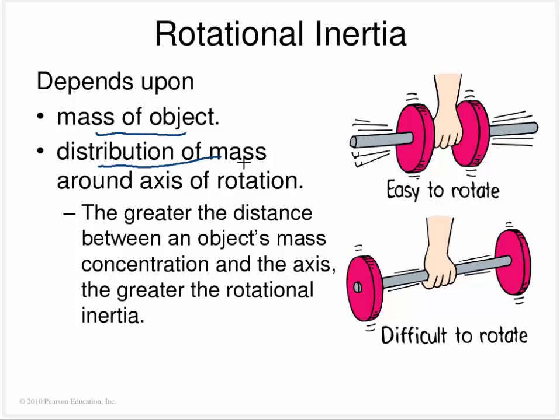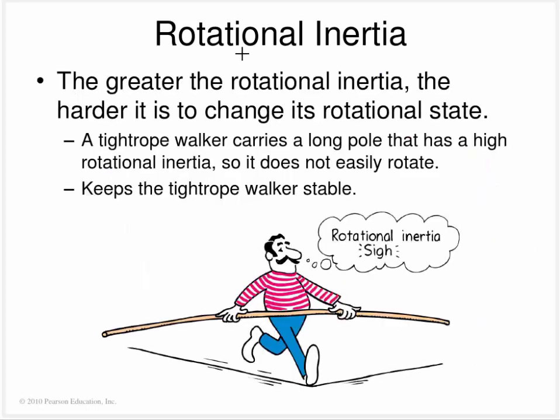And it turns out that the further away the mass is from the axis of rotation, the harder it is to rotate. Think about having a bar with some weights on it, and that's going to be pretty easy to rotate. Here we have the same amount of mass, but a slightly different distribution. Now all the mass is relatively far away from the point where you're trying to rotate it, so it's going to be harder to rotate. And the larger the rotational inertia is, the harder it's going to be to change the rotational state.